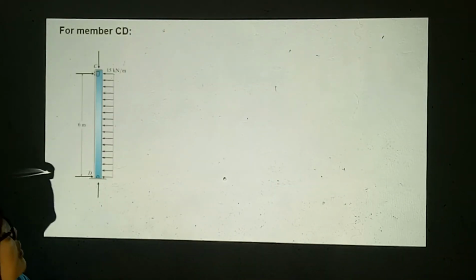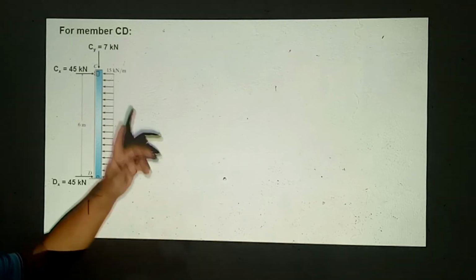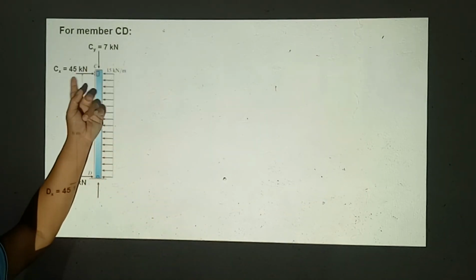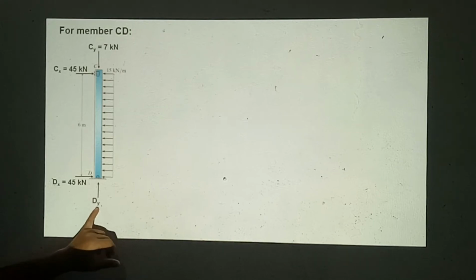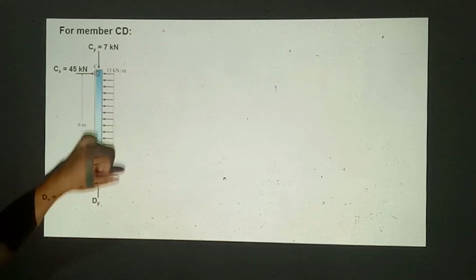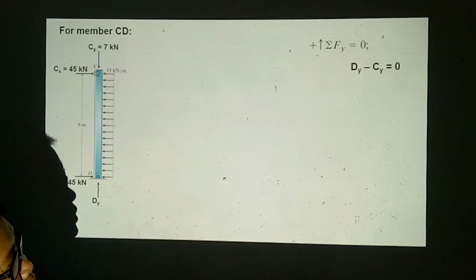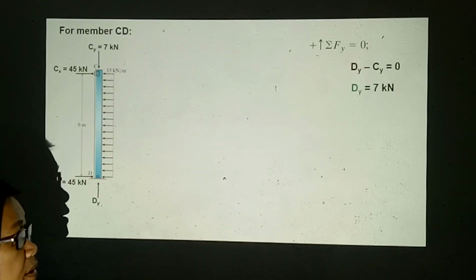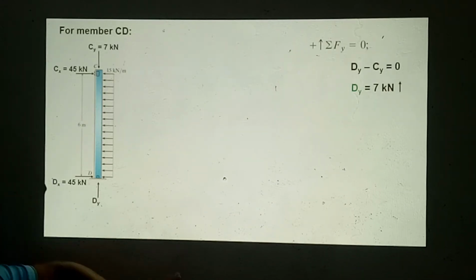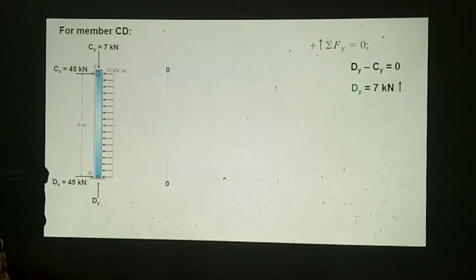Then for member CD, we have the forces computed, Cx 7, Cy 7, Cx 45, Bx 45, and Dy is yet to be computed. But obviously, there are only two forces along the vertical. So we have summation of forces along y equals 0, Dy minus Cy equals 0, and Dy is equal to 7. Just equal to Cy, but the direction is upward, while Cy is downward. Okay, so we could now draw shear and moment diagrams for member CD.